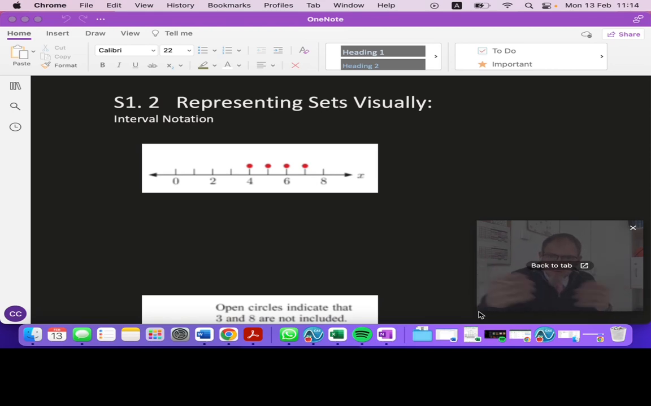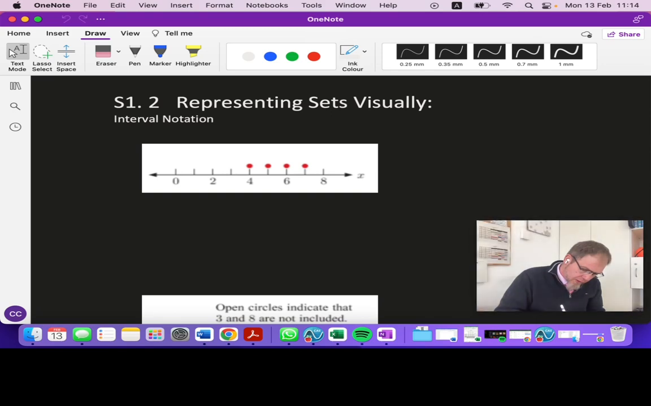The last time we were together, we kind of introduced the idea of sets. Now we're going to deal with how we can represent them visually through some number lines, how we can talk about them. So what we're going to start with is interval notation, which I would prefer that we don't call interval notation. Instead, I would like to call it set builder notation.